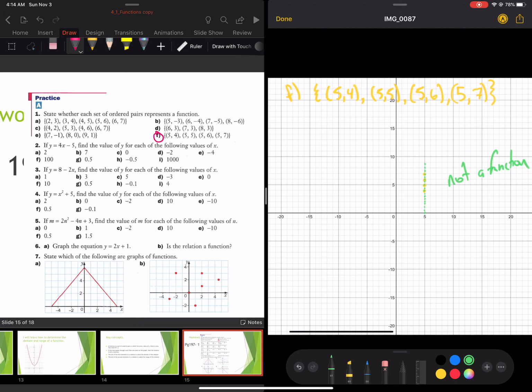And the way you look at functions is it's like a map. If you're at 5, the value is one number. Now, if there are multiple numbers, then you don't know where to go when you're at 5. At 5, y could be 4, 5, 6, or 7. That whole setup makes it not a function.